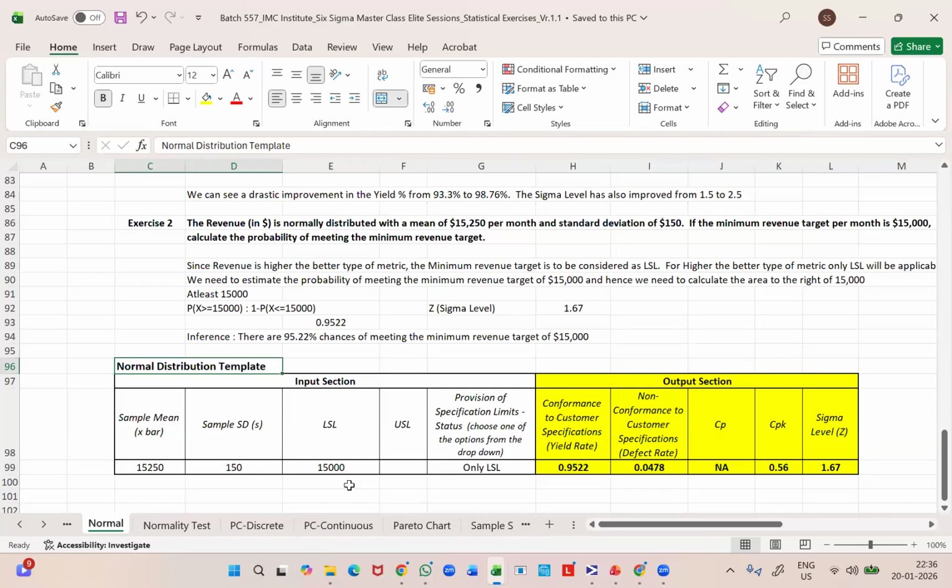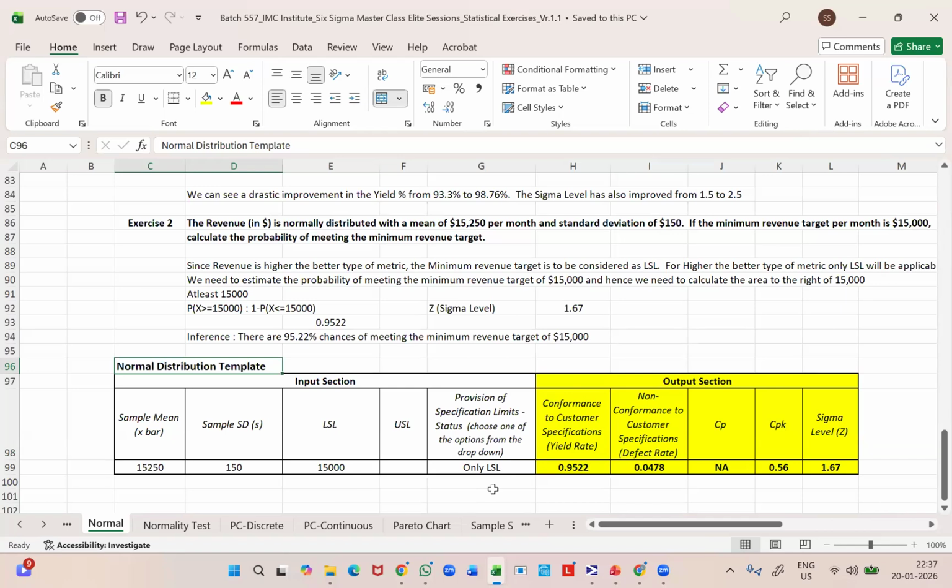Both LSL and USL will be provided only for nominal the better kind of metric. If it is a higher the better kind of metric, then we will have only LSL, which will be provided in the question. So we need to update only the LSL value in this template as well. We can leave the USL field blank, but you should not forget to choose the appropriate option from the drop down in the next column.